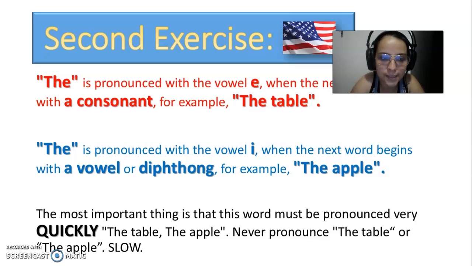Second exercise. "The" is pronounced with the vowel E when the next word begins with a consonant, for example, the table. "The" is pronounced with the vowel E when the next word begins with a vowel or diphthong, for example, the apple. The most important thing is that this word must be pronounced very quickly. The table, the apple, never pronounce the table or the apple.